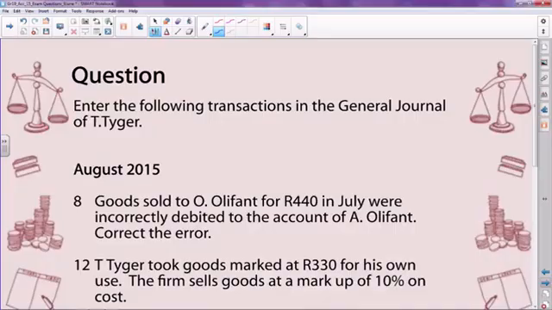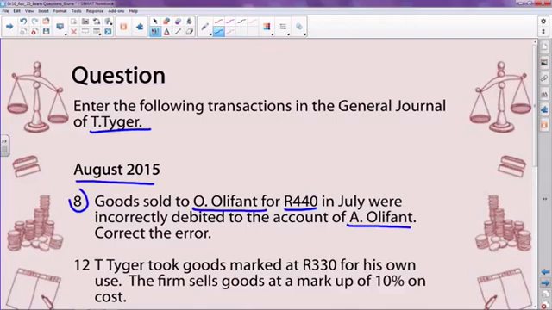The very first one, these transactions are entered in the general journal of T Tiger. Now, firstly, it's August 2015. And now, on the 8th, goods sold to O Oliphant for 440. In July, we incorrectly debited to the account of A Oliphant. Now, we need to fix this error. Now, I'm going to quickly show you again. As you can see, we are busy with two different debtors.